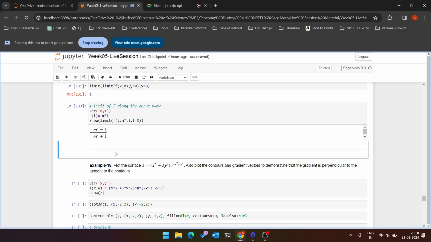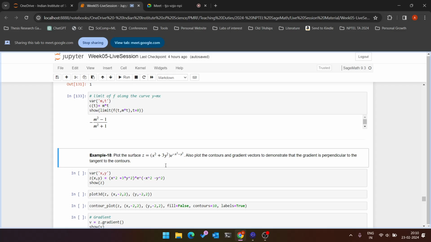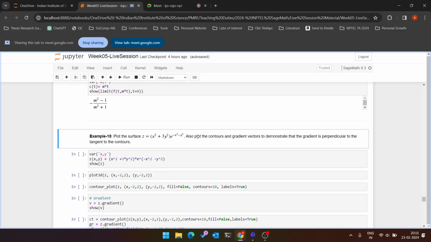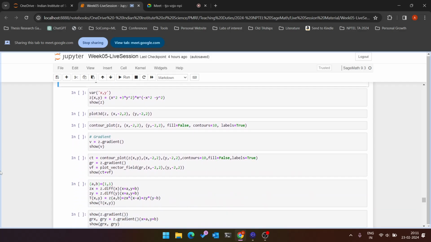Next, we are asked to plot the surface z as a function of x comma y, and we are also asked to plot contours and gradient vectors and see whether our gradient vector is indeed perpendicular to the tangents to the contour.